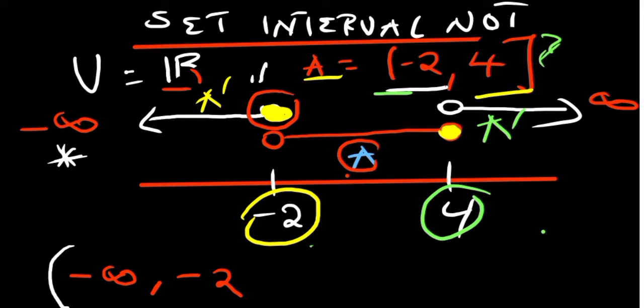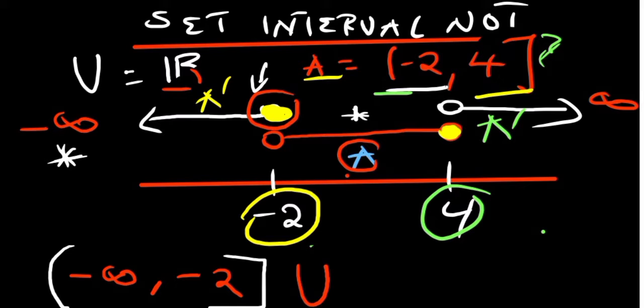Then for negative 2, you look at the part there. Is it shaded or not shaded? In this case we shaded it, meaning that negative 2 is part of the complement. So we'll say union. This union is kind of connecting the bridge, because there's a gap in between here. Why is there a gap? There is a gap because that is where set A is. So set A is not part of the complement.